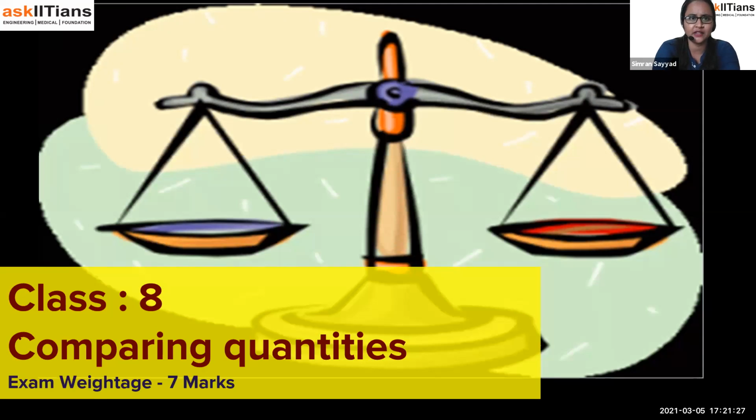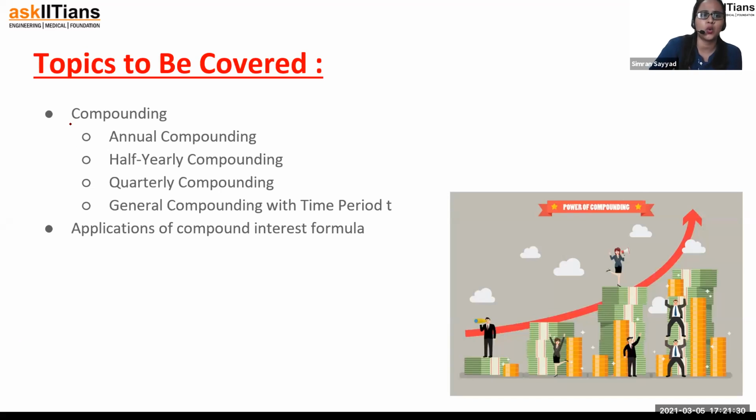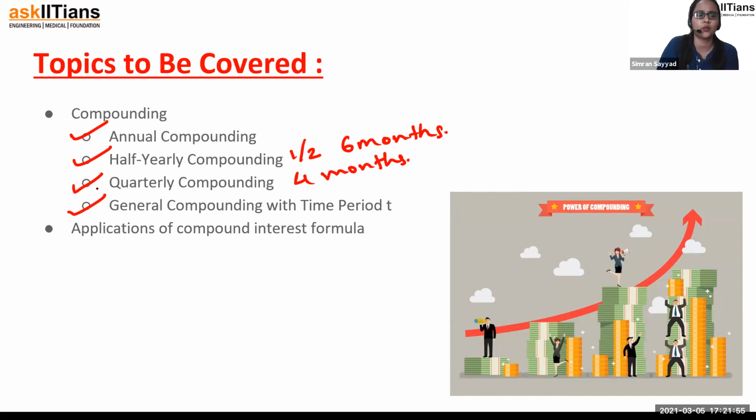So what are we actually going to learn? We are going to see compounding, that is, calculating the rate of interest in certain time intervals. It can be annual compounding, half yearly compounding, or quarterly compounding. Half yearly means every 6 months. Then comes quarterly compounding, which is every 3 months. Likewise, general compounding, where they give you some time period. And we are going to see some applications of compound interest as well.